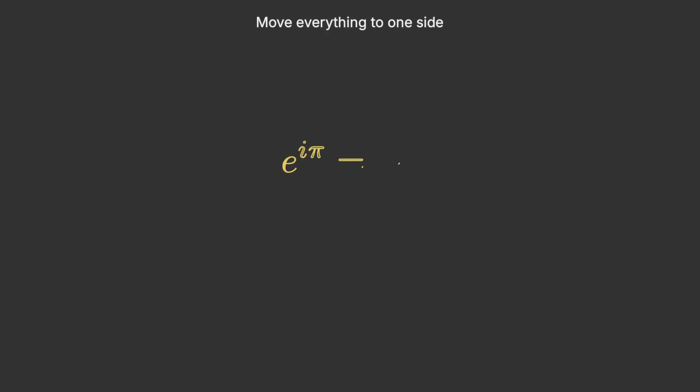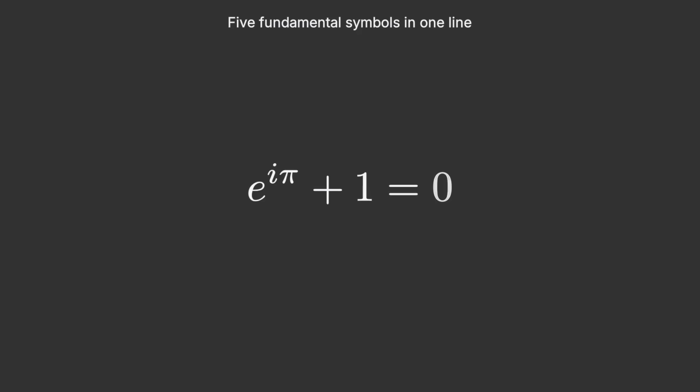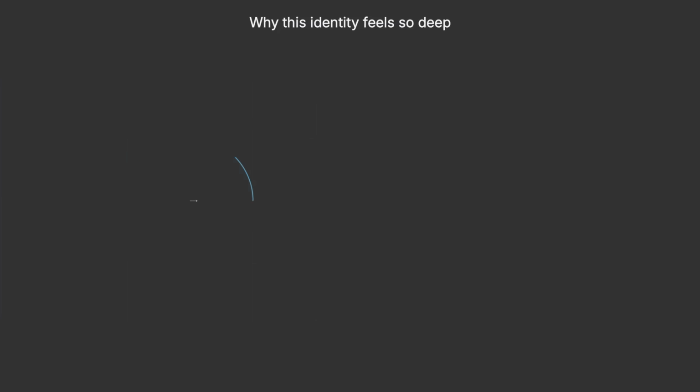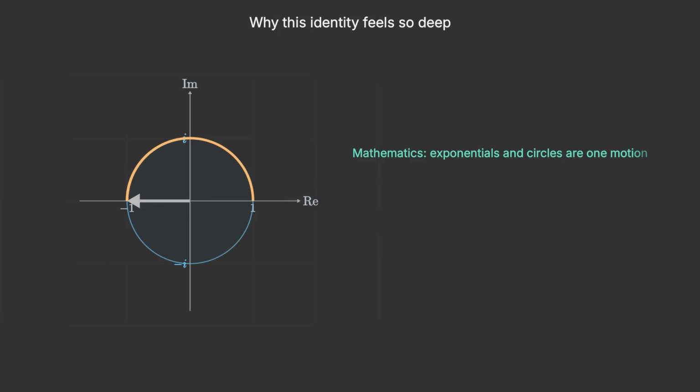Move -1 to the other side. We obtain e to the i pi plus 1 equals 0. In one line, the identity connects e, i, pi, 1, and 0. It connects growth, rotation, circular geometry, direction, unity, and nothingness. This is why the identity feels larger than a formula.